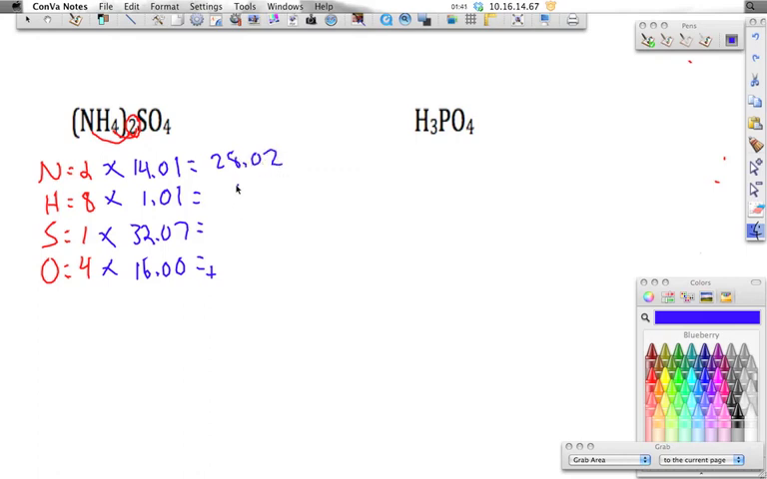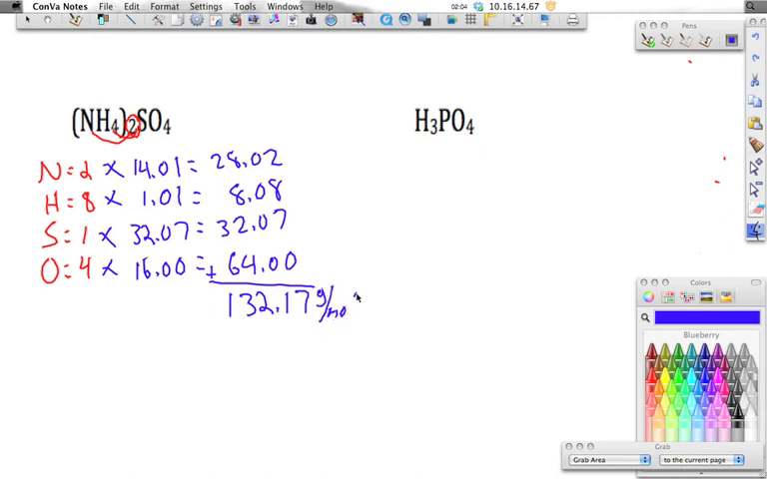28.02. This is going to be 8.08. That's going to be 32.07, and then that is going to be 64.00. And we add all these together, and that is going to give us our gram formula mass of 132.17. And if it's molar mass, we'll just put grams per mole. Okay, so we calculated that for our ammonium sulfate.